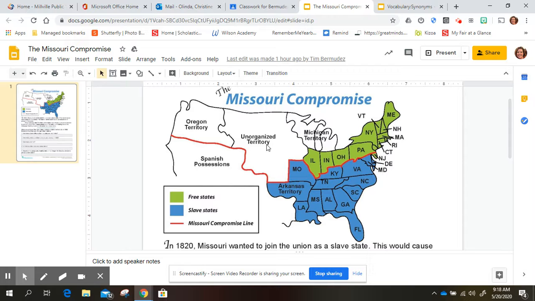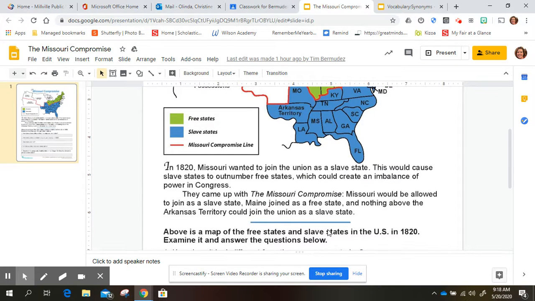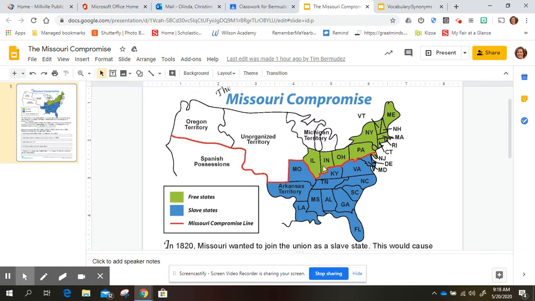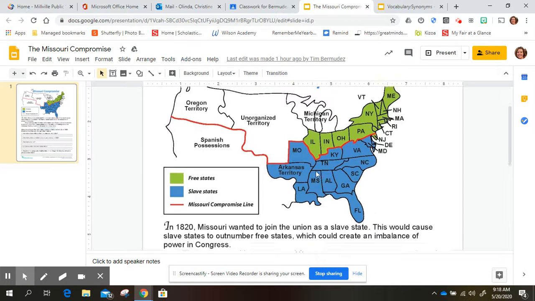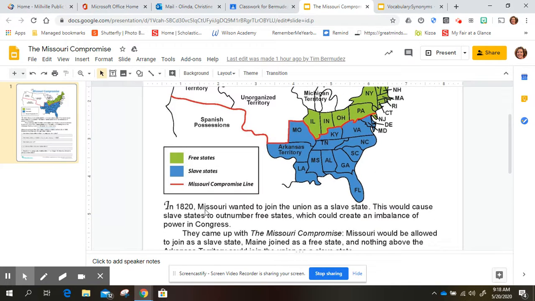All right, so you'll need to take a look at the map and read the paragraphs to be able to answer the questions. So this is a map of our country in 1820. In 1820, Missouri wanted to join the Union as a slave state. This would cause slave states to outnumber free states, which could create an imbalance of power in Congress.